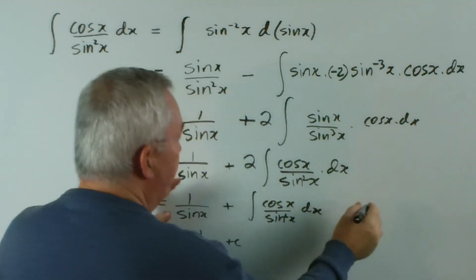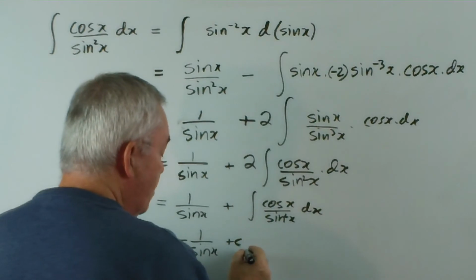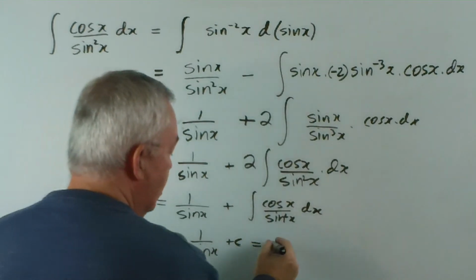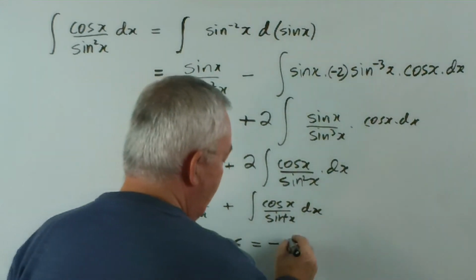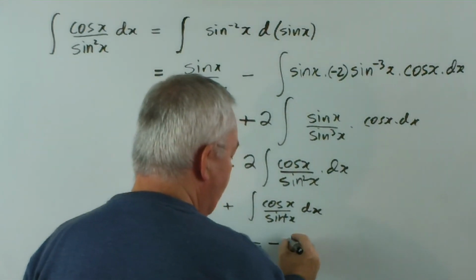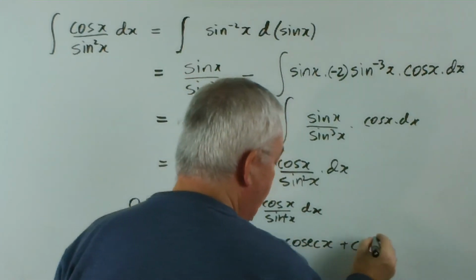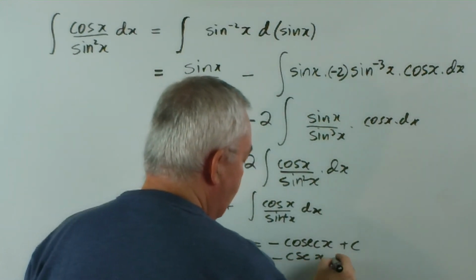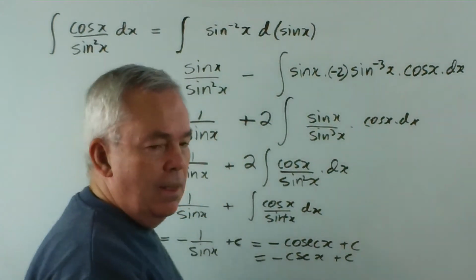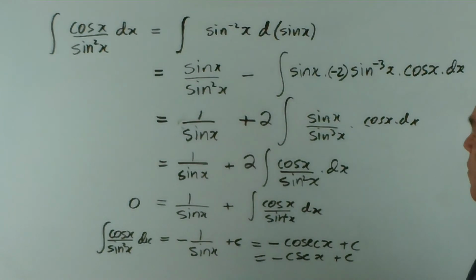I should be adding constants all the way down here, which we could write as negative. Now here's where we've got to decide. In Australia and British countries, I think we would write cosec x plus c, and in the United States you would write csc x plus c. It's just a matter of terminology. Exactly the same function.